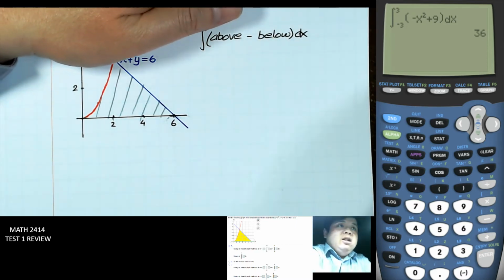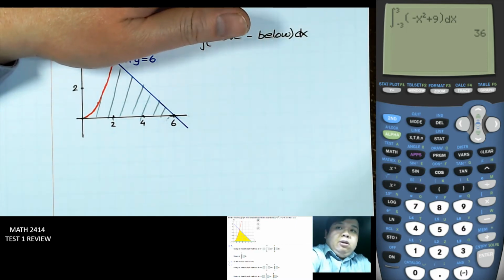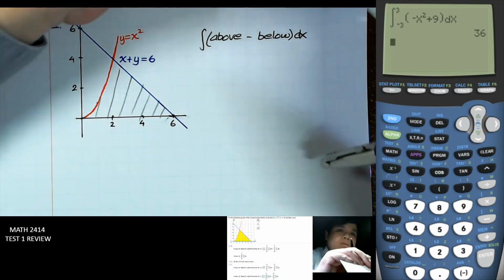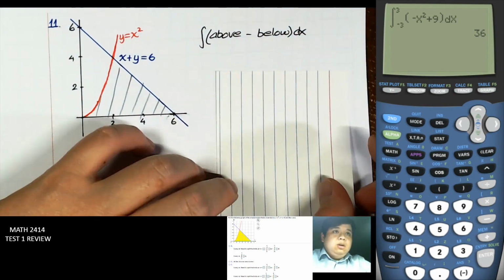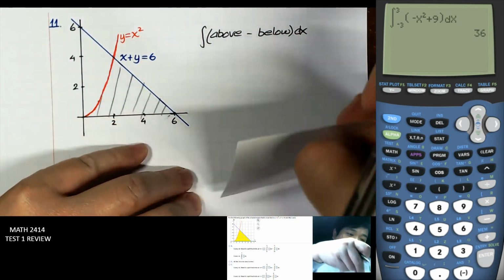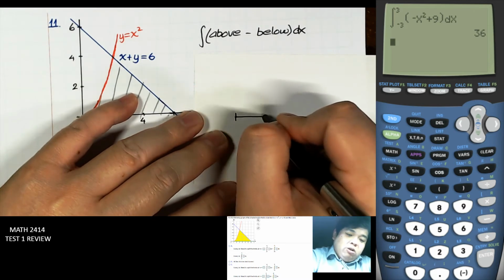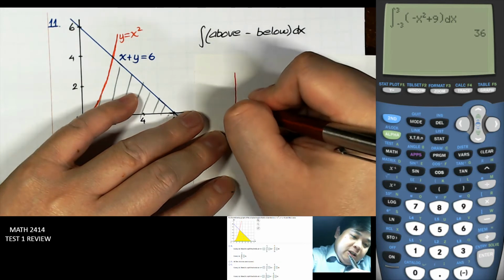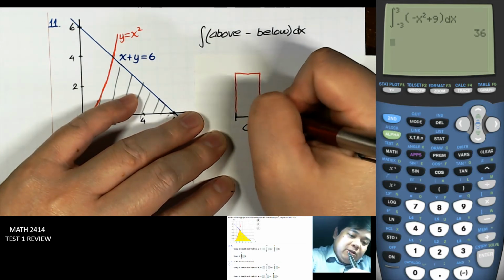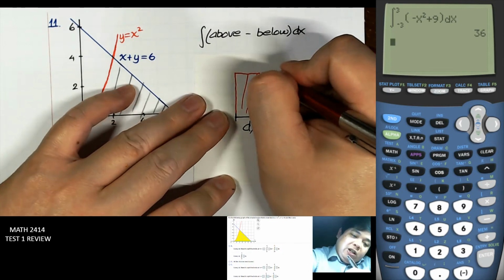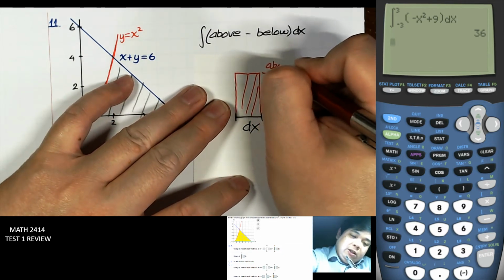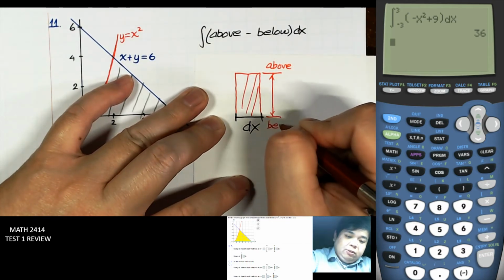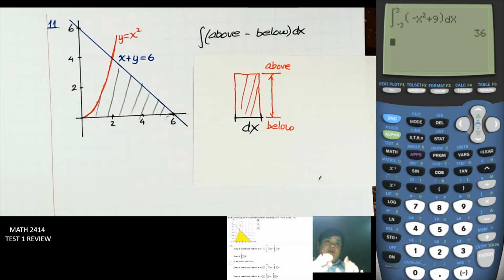The point of that is, if we use dx, which is horizontal, right? We have to have the height to have the rectangle, and the height will be the function above minus the function below. With that, we have a rectangle to find the area.